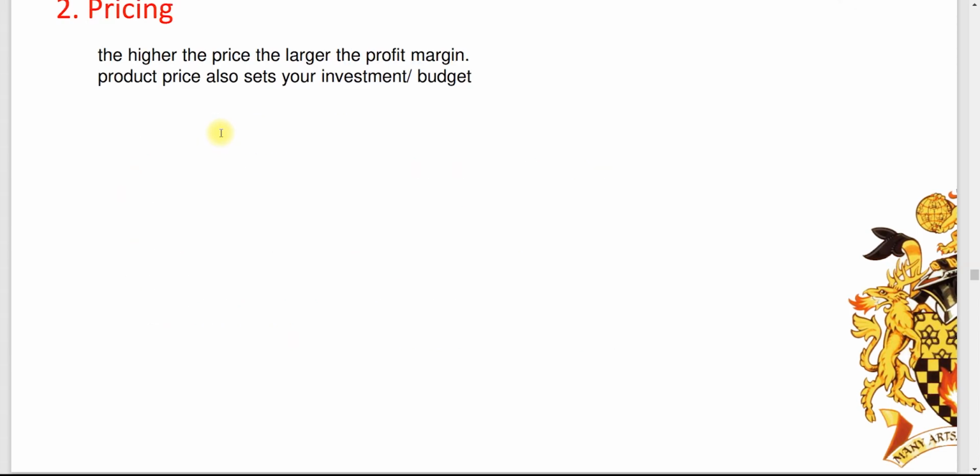Second thing is we will be analyzing the prices. The higher the price, the larger the profit margins. But you should keep in mind, product price also sets your investment and budget. The higher the price, the more costly its sourcing will be. So we should keep this in mind and keep an eye on the pricing.